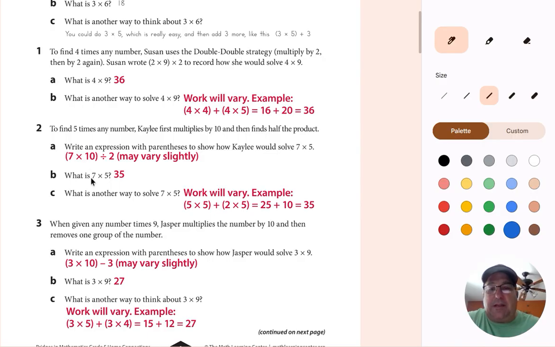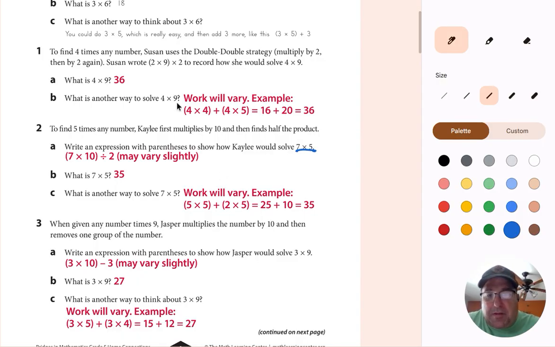So again, instead of doing that 7 times 5, we're going to double it. We're going to do 7 times 10 and then cut it in half. And then, yes, it's 35. And again, if they have another way, that's fine. I'm not too worried about part C on this one.